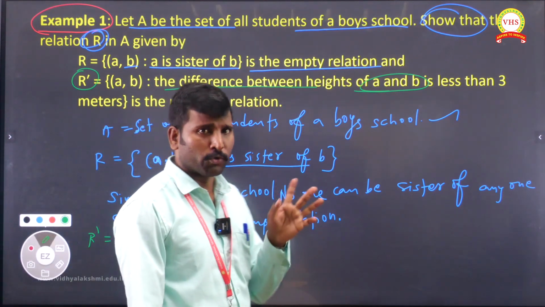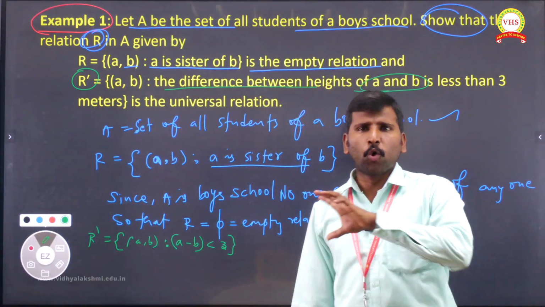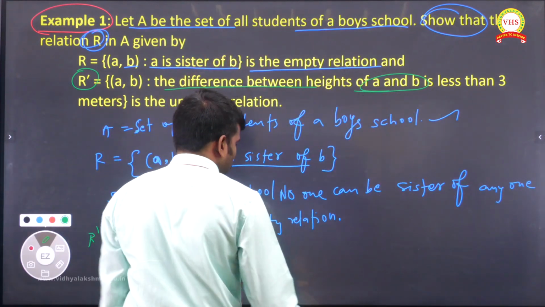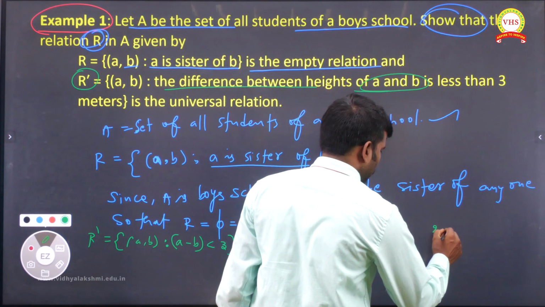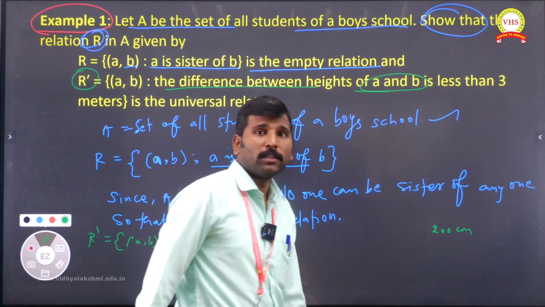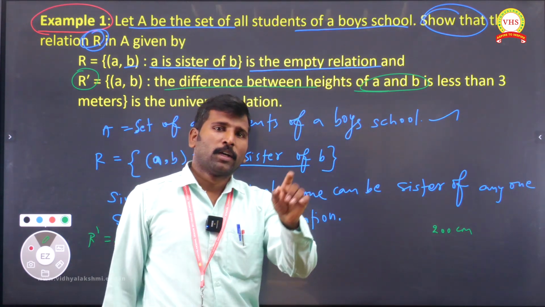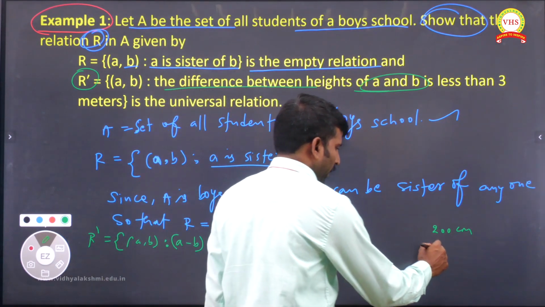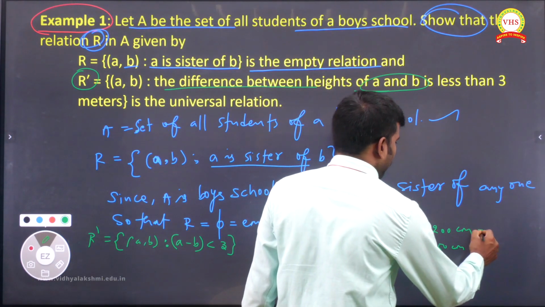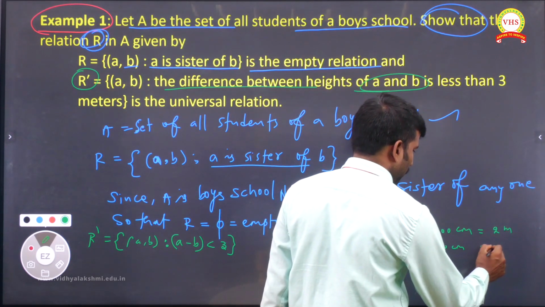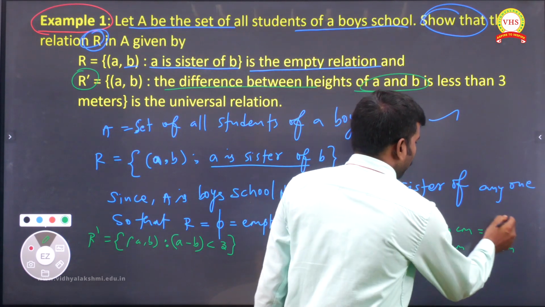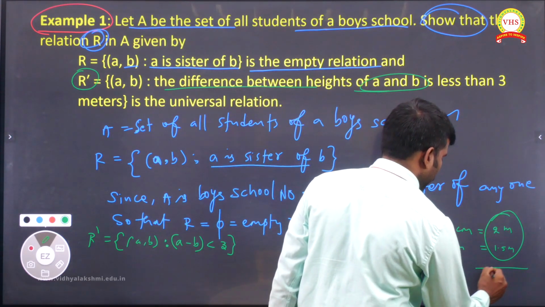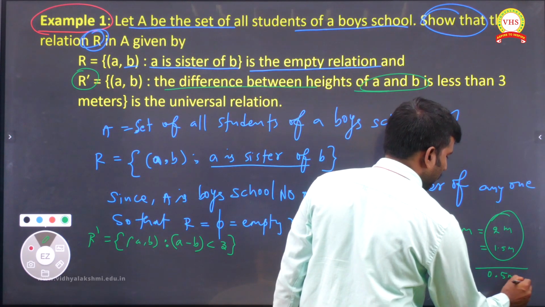See, this is actually a universal relation only. Why? Whoever you take in the school, suppose the tallest person will be 200 centimeter, for example. I'm taking one fellow who is 200 centimeter tall. One more student I'm taking 150 centimeter. When you convert into meter, 2 meter, 1.5 meter. When you subtract these two, what will you get? 2 minus 1.5 is 0.5 meter.